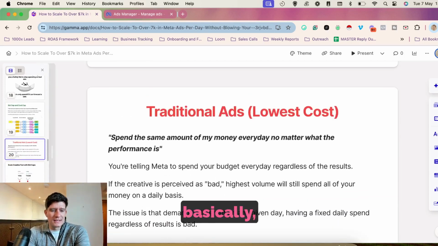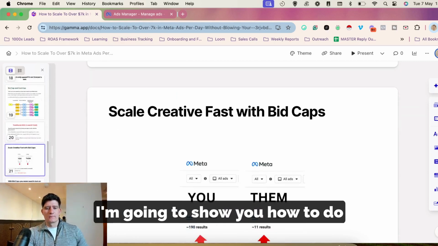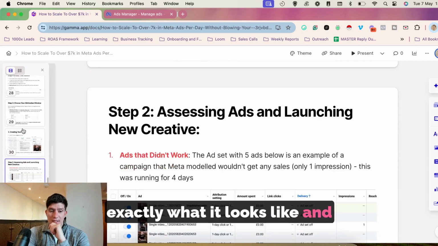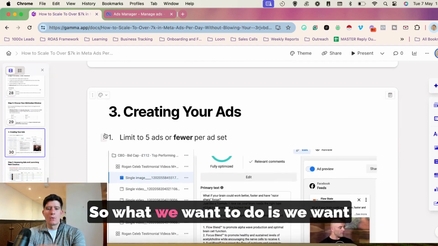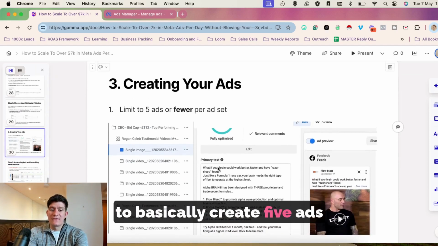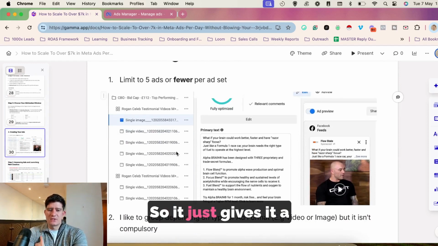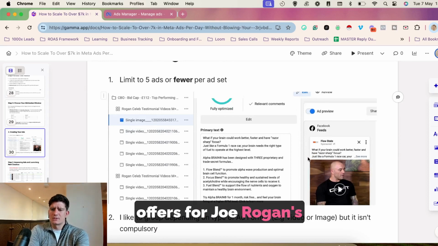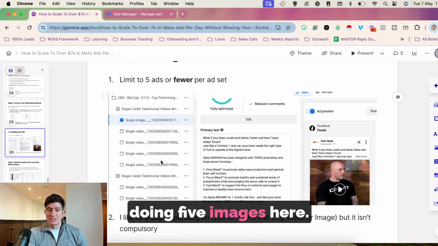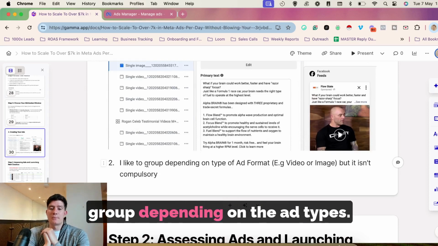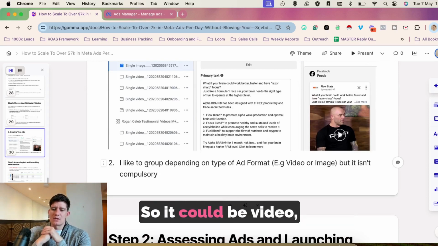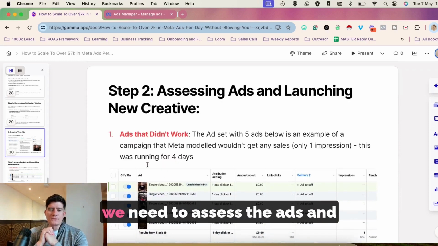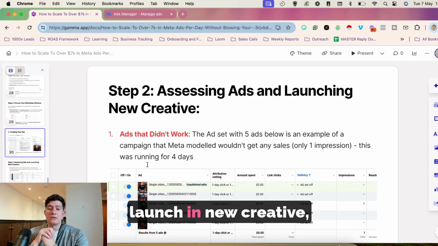So I'm going to show you how to do this really, really simply, exactly what it looks like and how we assess it. So what we want to do is create 5 ads or fewer per ad set. It just gives it a good understanding. This is when we were doing some offers for Joe Rogan's Alpha Brain, doing 5 images here. And we're going to group depending on the ad types. So it could be video, it could be image. And after a while, once they're set up, we need to assess the ads and launch a new creative basically.